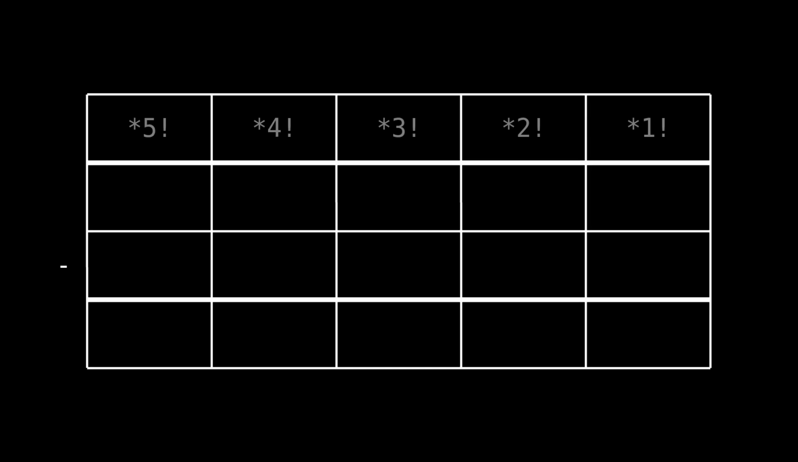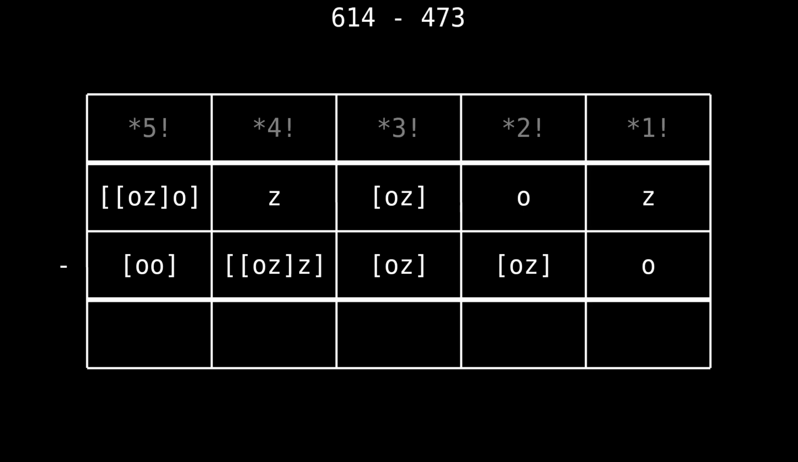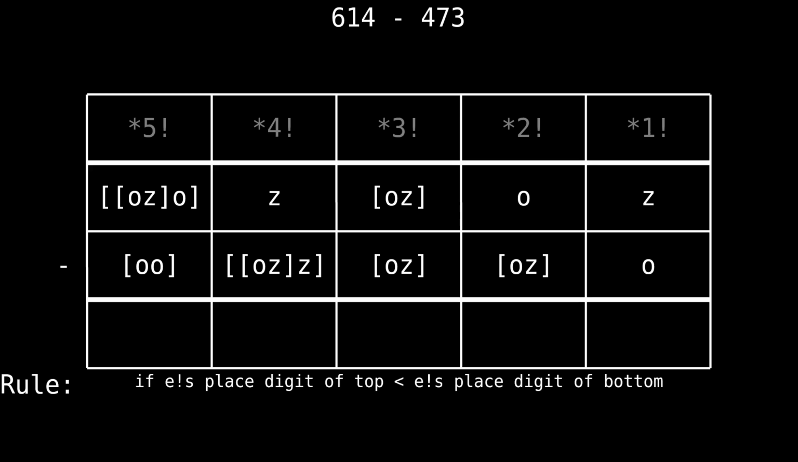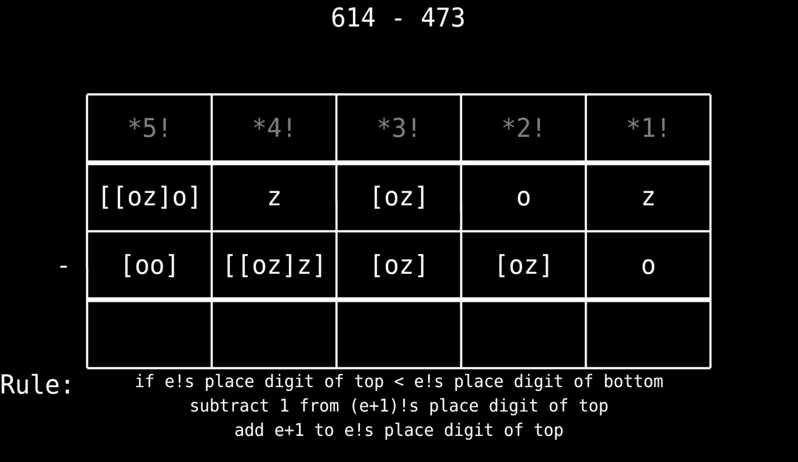Now let's try subtracting two numbers, like 614 and 473. Subtraction is just addition in reverse. If the e's place digit of the top number is lower than the e's place digit of the bottom number, a 1 is taken from the digit to the left in the top number, which becomes an e plus 1 that gets added back, just like subtraction in decimal. 0 is lower than 1, so it borrows a 1 from the 2's place. 2 minus 1 is 1.